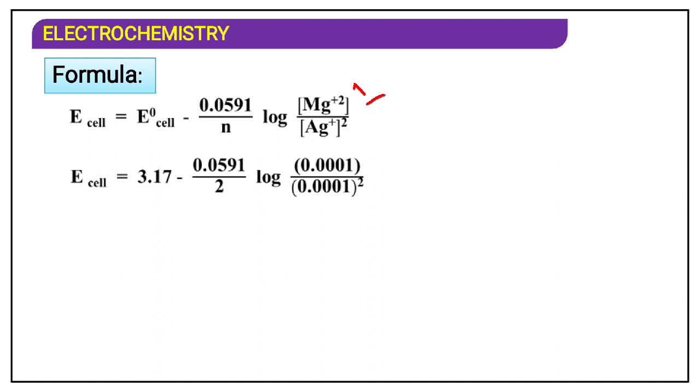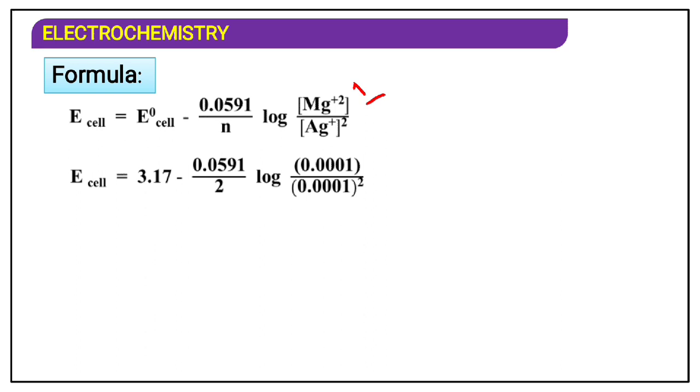See, here a very important thing is the 2. What is the meaning of 2 here? The 2 indicates the number of electrons. Here n indicates the number of electrons, meaning Mg is losing 2 electrons. Okay? That means the number of electrons involved here is 2.